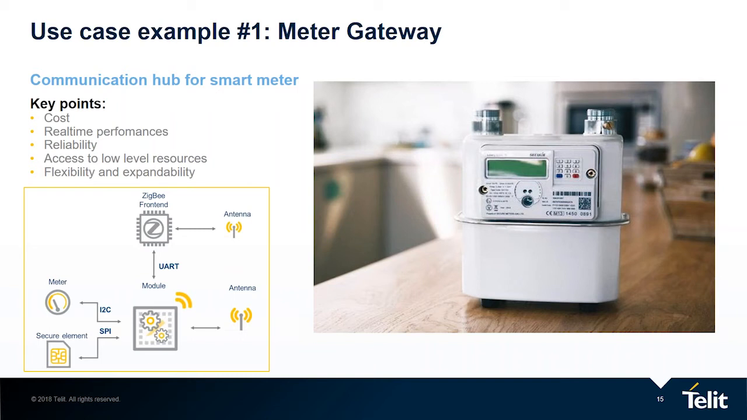So, what were the key points for decision for this customer? First of all, the cost. Then the real-time performance, because this was required by the fact that he needed to directly connect to a Zigbee front end and handle all the traffic that was sent and received by this front end. The reliability of AppZone. So AppZone is simple, and making it simple makes it more reliable and stable. The access to low-level resources, as I said, and also the flexibility and expandability. So keeping it simple allows us to keep it also very flexible and expandable.